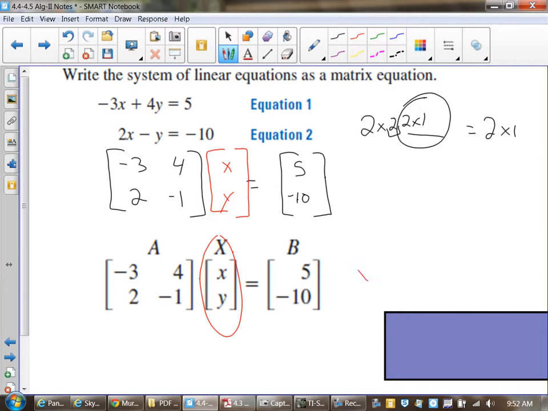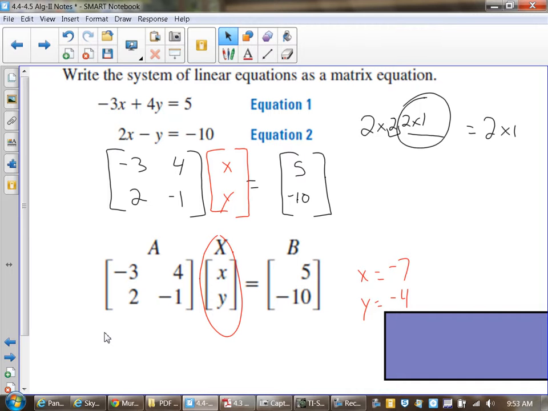And your answers are negative 33 over 9. Then you typed in something wrong. It's negative 7. What I'm doing here is taking the coefficients out of a system, negative 3, 4, 2, negative 1, and they have to equal 5 over negative 10 for your column matrix for your answer.